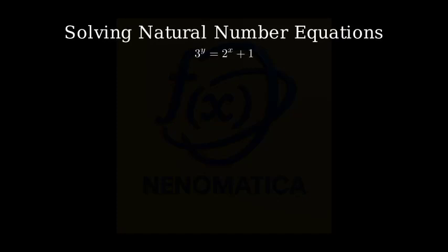Today we're going to solve a natural number equation in 2 variables. The equation we need to solve is 3 to the power of y equals 2 to the power of x plus 1. We need to find all the natural number solutions, meaning we need to find all pairs of x and y that satisfy this equation, where both x and y are natural numbers.